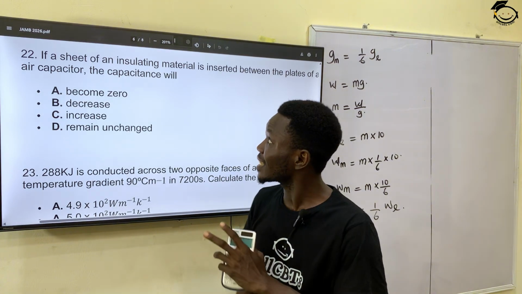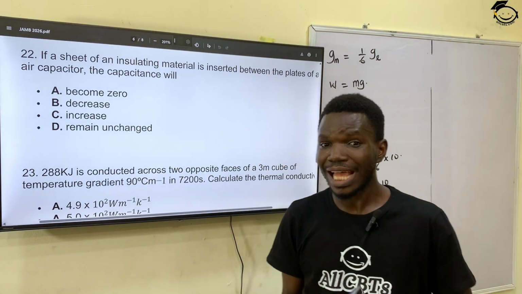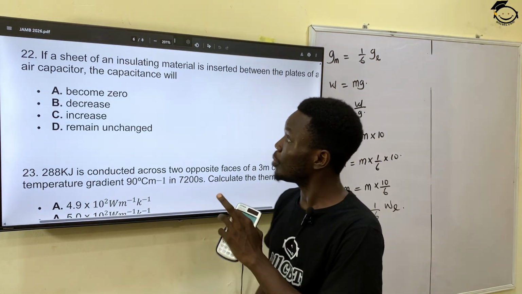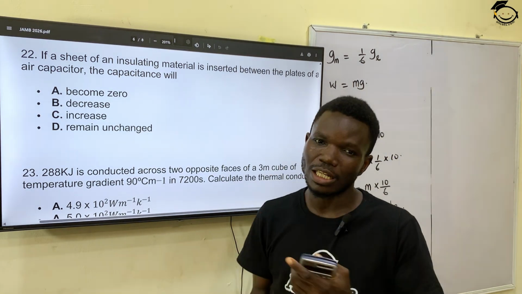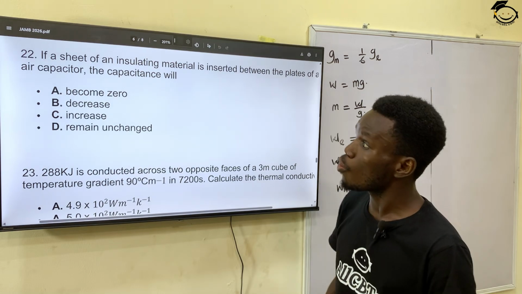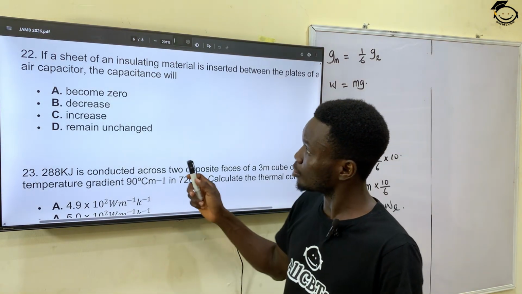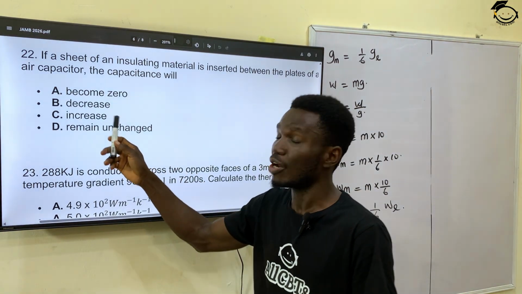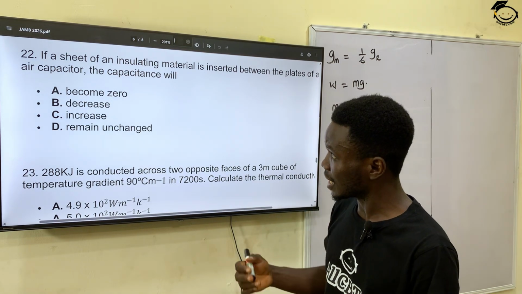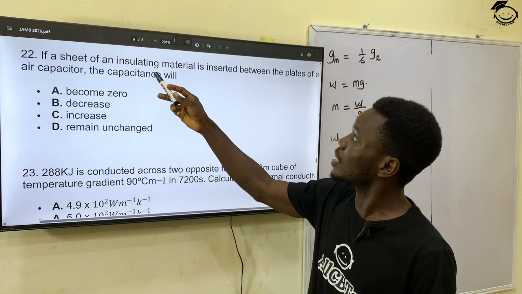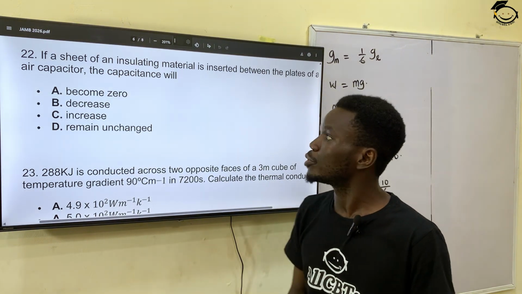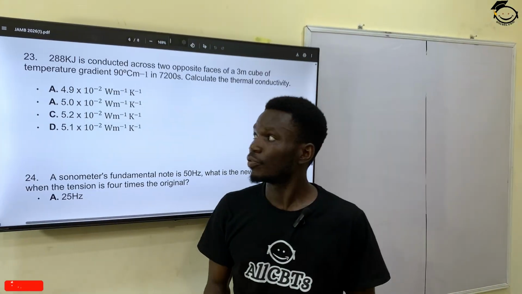Now, when you insert an insulating material, which is a dielectric material, between the plates of a capacitor, it will increase the capacitance. The capacitance of that particular capacitor will be increased. So the correct option here is option C, which talks about an increase in the capacitance as a result of inserting an insulating material between the plates. Moving on to the next question.